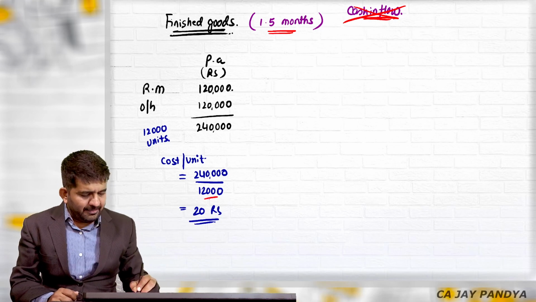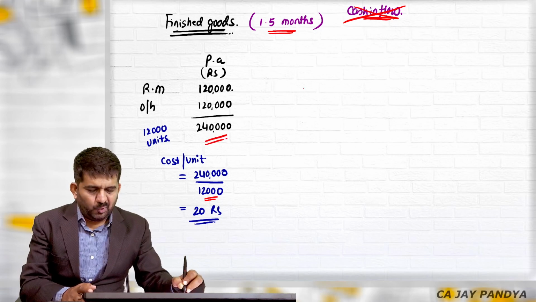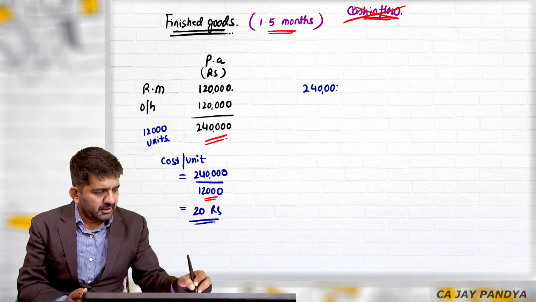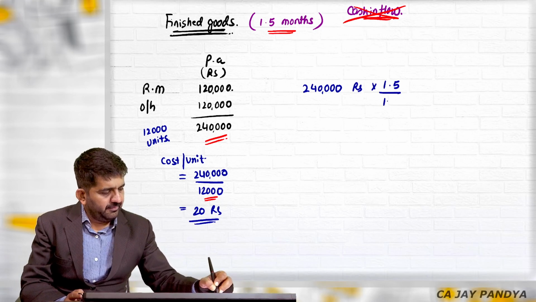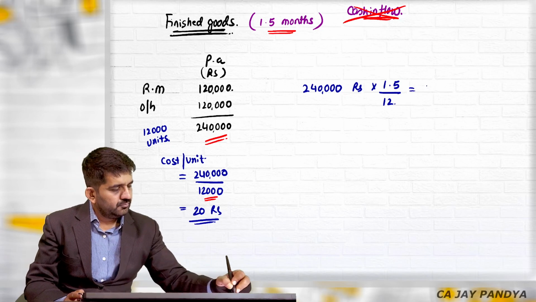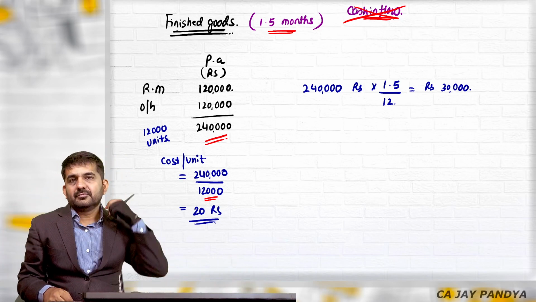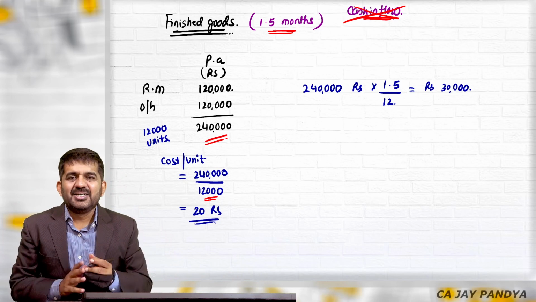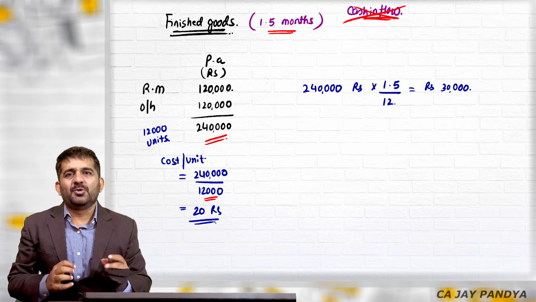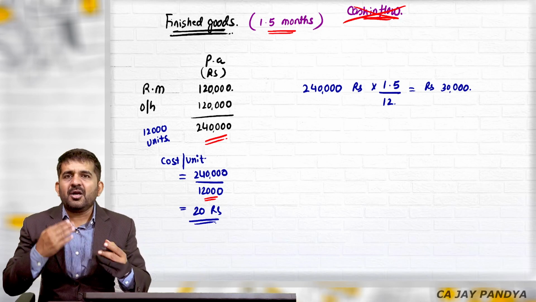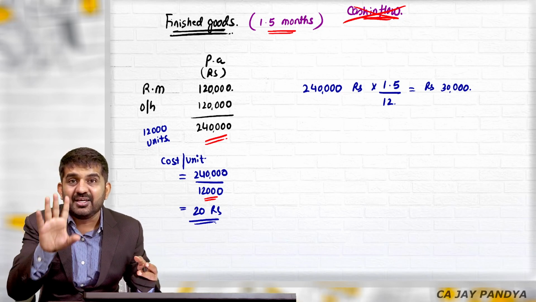How many units? Again, I am assuming 12,000 units, right? So my total cost of 2,40,000 still will require 1.5 months divided by 12, which is rupees 30,000. You will say to me, sir, we have already manufactured the finished goods. Now we are waiting to sell. We are not incurring any additional electricity expense, additional worker expense. Believe me, you are incurring.